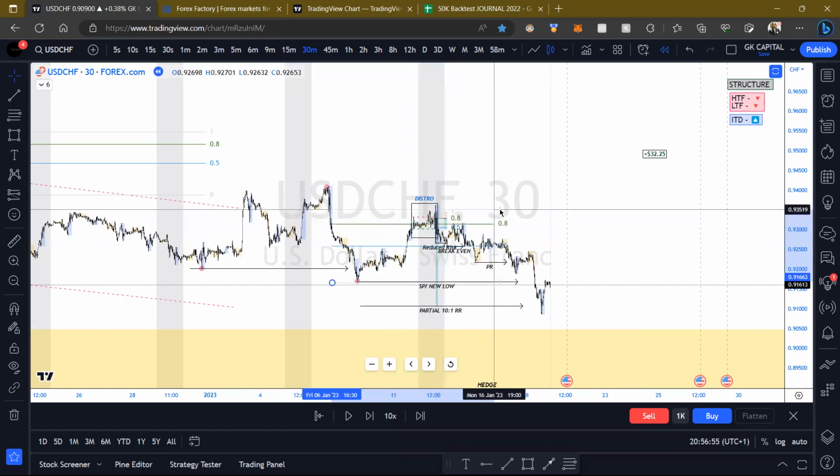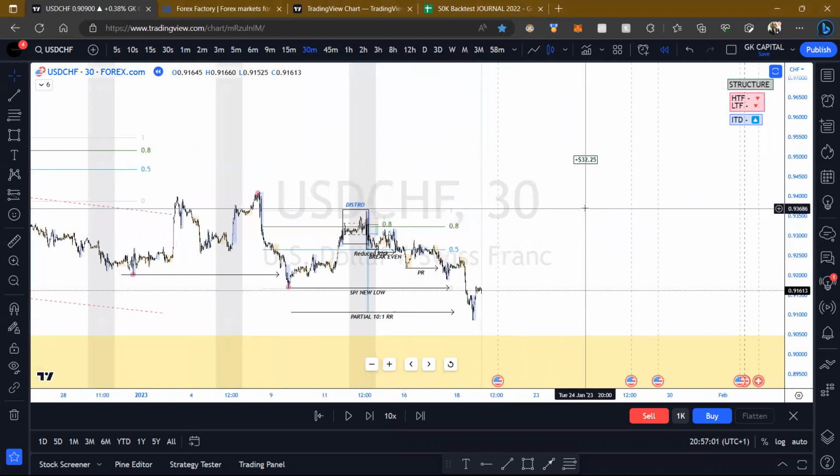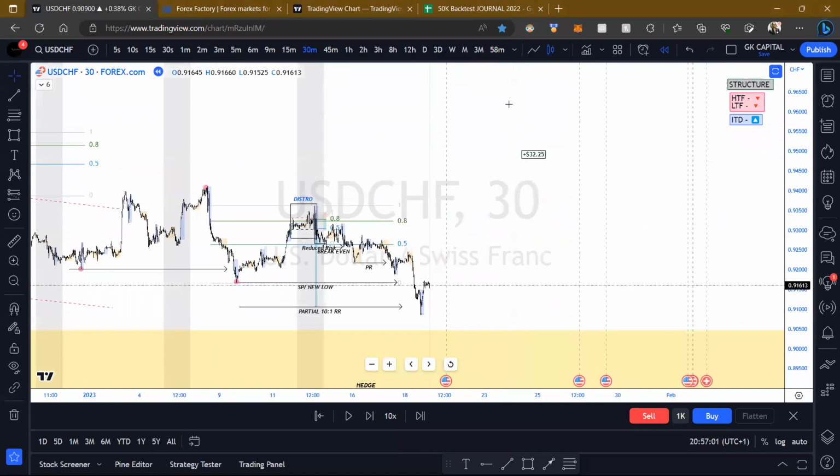Okay, so trying to see for confluence. That 80 is lining up. The 80 is there perfectly. And just like I guess Adam said, I would also be looking for a distro within that 50 here, so within all of this here.